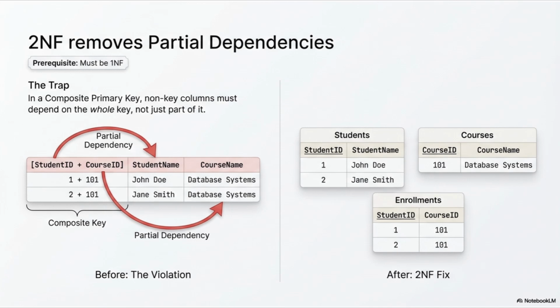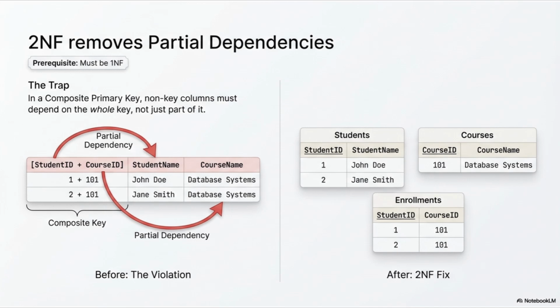So this is where we get the 3 classic tables. Yes. Table 1 is students, just ID and name. Mike is in there exactly once. Table 2 is courses, ID and name. Math is in there exactly once. And how do we link them back together? Table 3 is enrollments. This table contains only the keys, student ID and course ID. That is the aha moment for me.